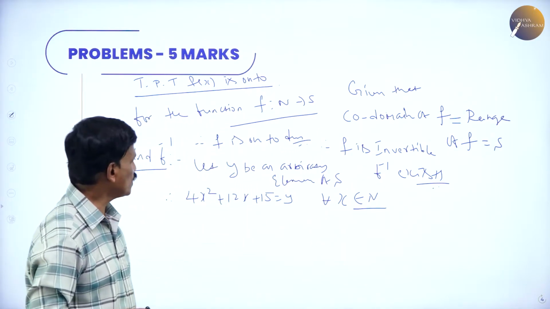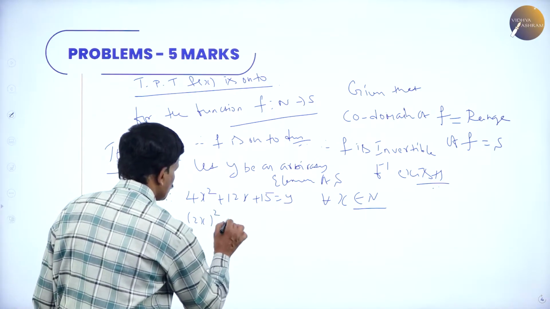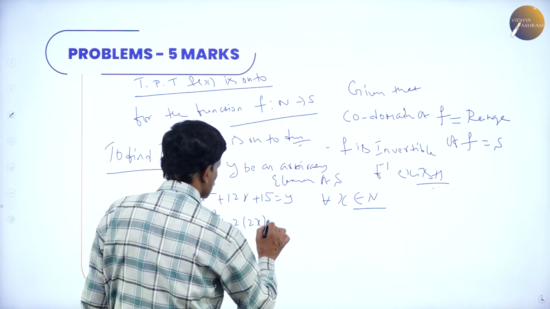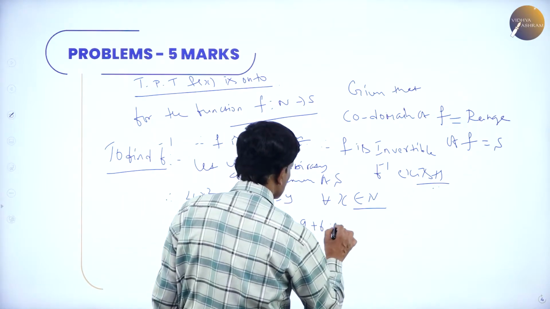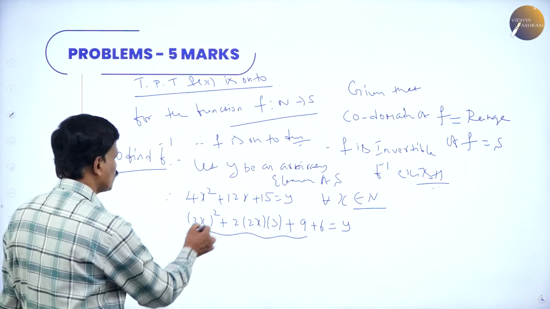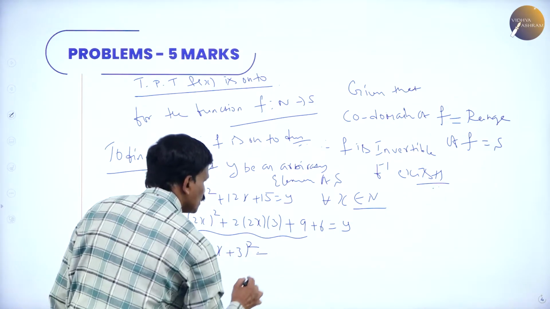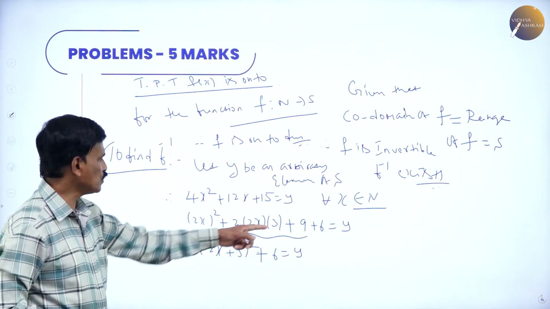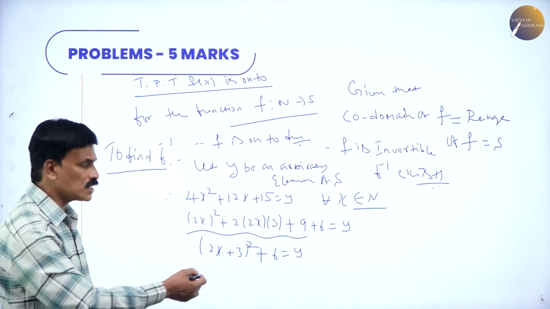Now, simplify this using completing the square, and you will get the answer. It can be written as (2x) whole square plus 12x, which can be written as 2 into 2x into 3, plus this 15 can be written as 9 plus 6, is equal to y. Now, this entire quantity is of the form (a plus b) whole square: (2x plus 3) whole square plus 6 is equal to y. See here, a square plus b square plus 2ab, 2 into 2x into 3. So, using completing the square, we can solve it like this.